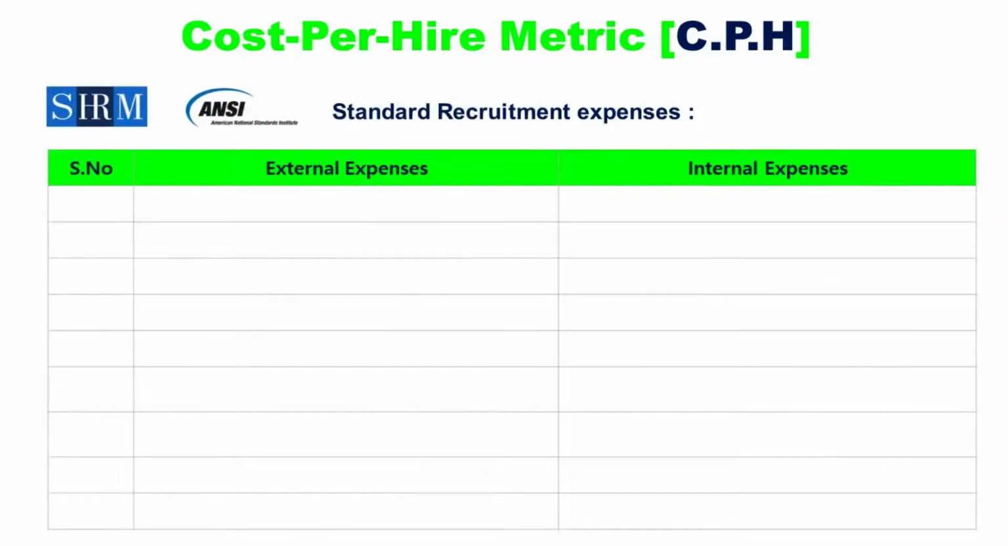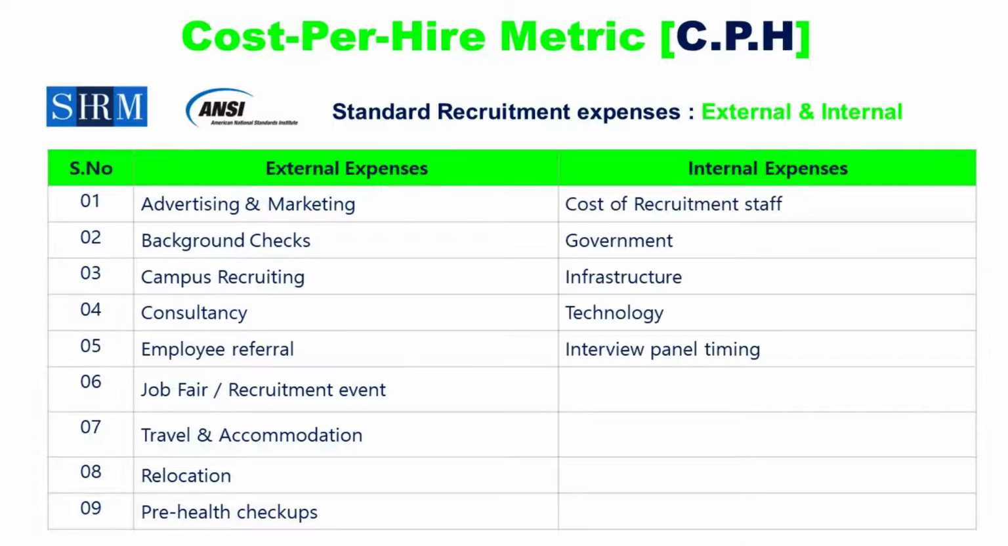According to the SHRM and American National Standards Institute, the following are the standard external and internal expenses generally required in a recruitment process. External expenses include advertisement cost, background check cost, consultancy fees, campus recruitment cost, employee referral cost, job fair cost, recruitment cost, travel and accommodation cost, relocation expenses, pre-health checkup expenses etc. Internal expense variables include cost of recruitment staff, government expenses like statutory expenses, physical and technological infrastructure expenses, and the interview panel timing expenses etc.